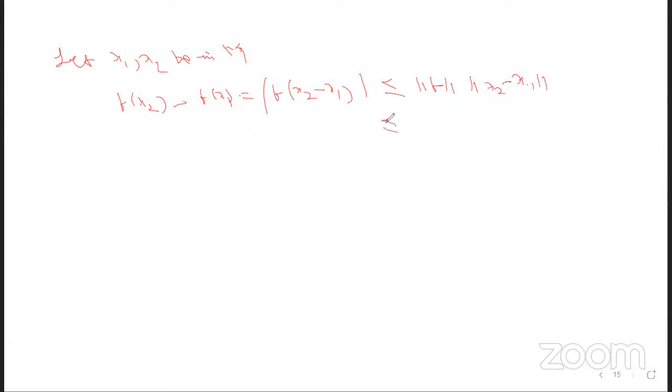So this is less than or equal to norm of f as it is, norm of f as it is. That means norm of x1 plus x0, minus norm of x2 plus x0. What I did here, understood? Adjustment, nothing but that.